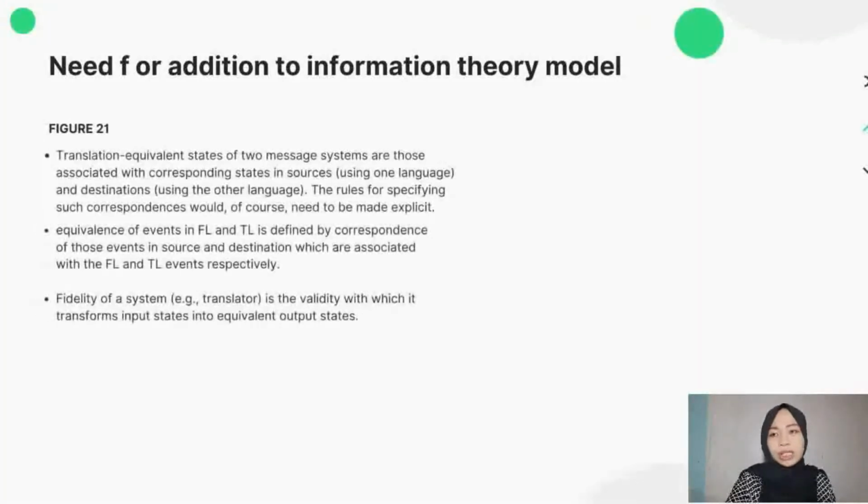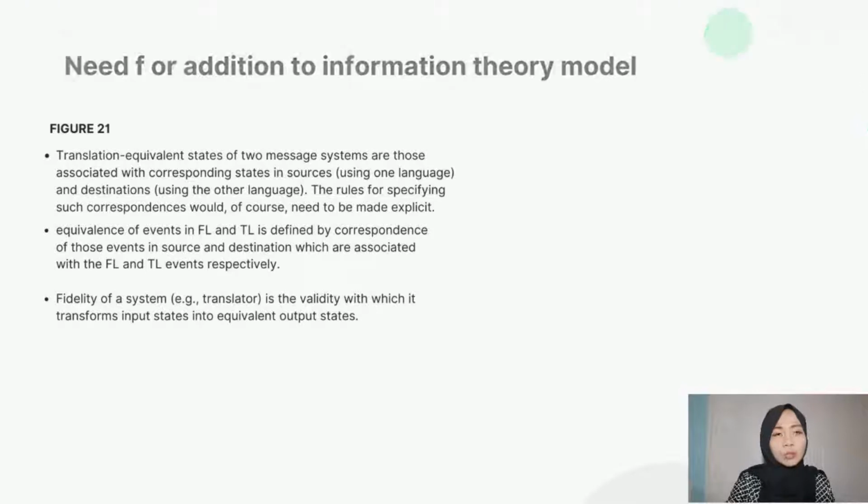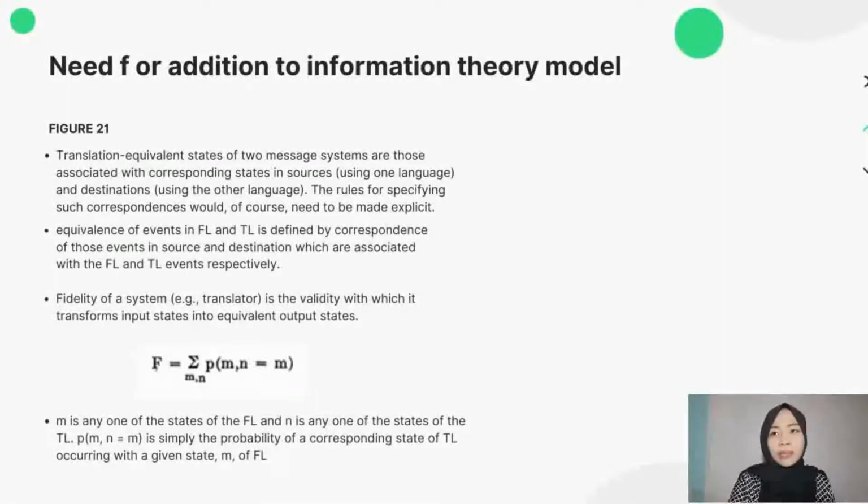Fidelity of a system, for example a translator, is the fidelity with which it transforms input states into equivalent output states. Here you can see the formula where M is any one of the states of the VL or foreign language and N is any one of the states of the translation language. P(N equals M) is simply the probability of the corresponding state of the TL occurring with a given state M of the foreign language. This is not an information theory measure and does not yield an estimate of information transfer in bits. Rather, it is a simple percentage measure, the proportion of all input events which result in equivalent output events as this has been defined.